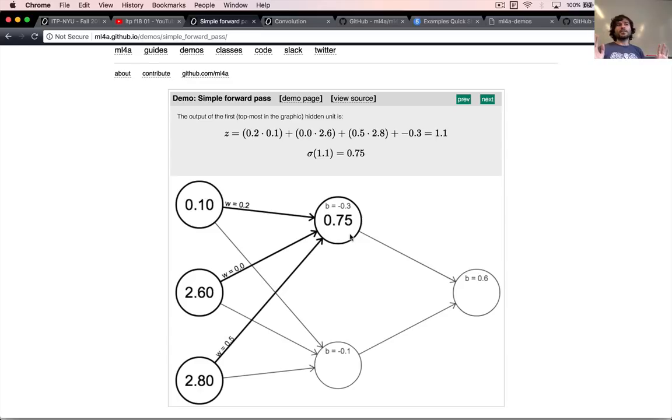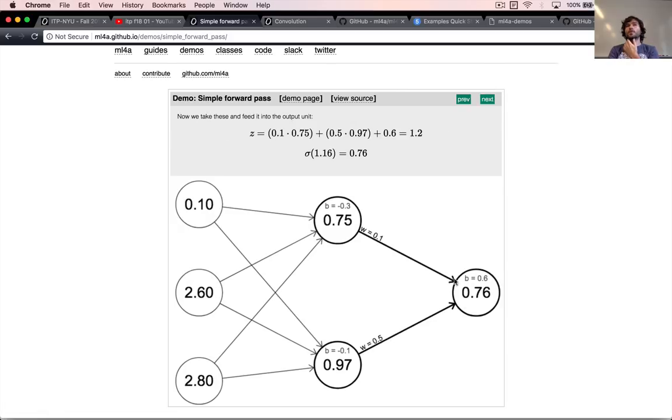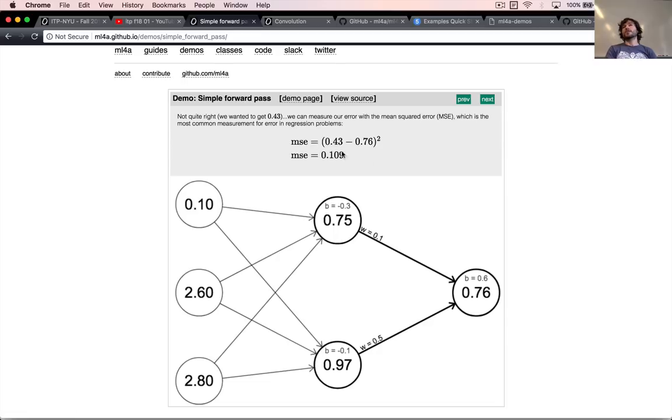Now, the actual arithmetic is not that important. The important thing to consider is that the relationship between these inputs and this right here is completely characterized by the parameters, the weights and the bias. So depending on how those are set, we're going to get a different value for this. Likewise, we'll get a different value for this. And then onward, now we have 0.75 and 0.97 here, and we can go forward here, and then we arrive at 0.76. That's our final answer. Now, 0.76 is not correct. I don't remember, it was 0.43. So 0.76 is not correct. So how do we fix it?